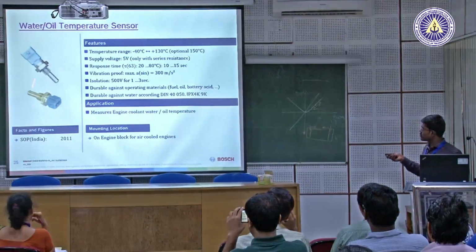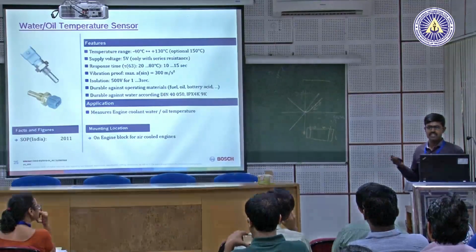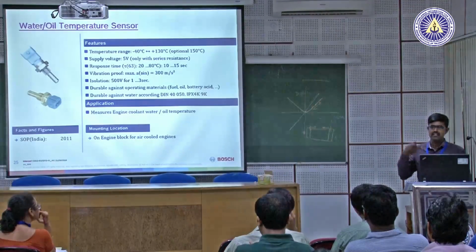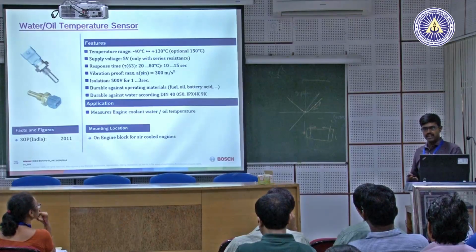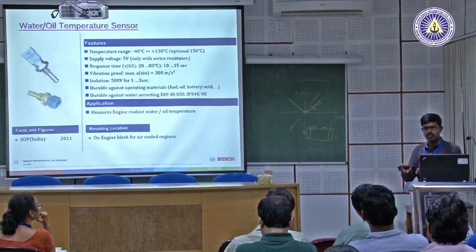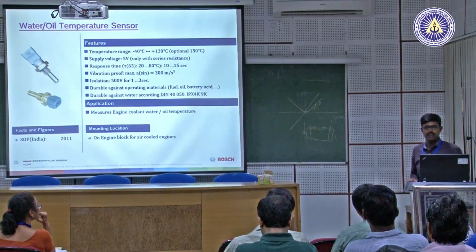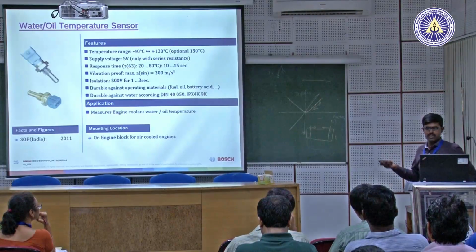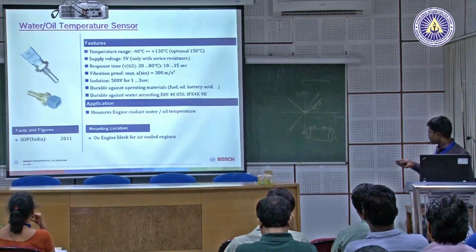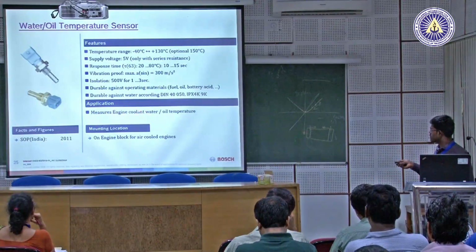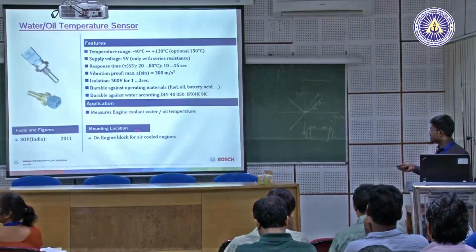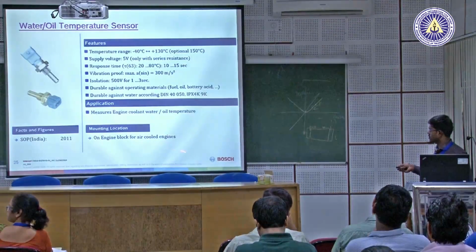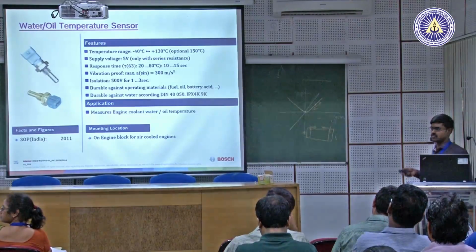So, this temperature sensor gives feedback of the temperature in terms of an electrical signal to the ECU, so that you can reduce your speed or introduce some more water to cool it based on the feedback. It measures the engine, coolant water or oil temperature. It is mounted on the engine block for air cooled or water cooled engines.